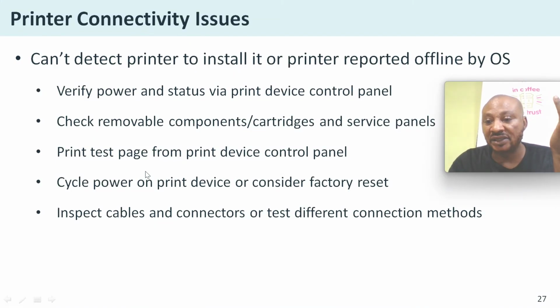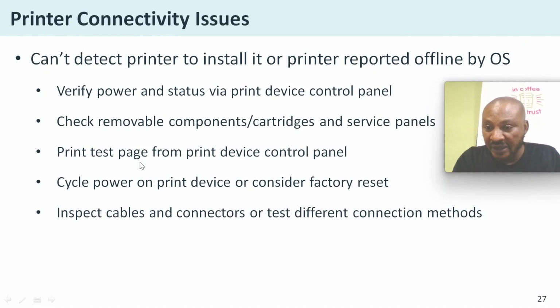Print the test page. Now, how do you print the test page? A test page means that you want to verify the printer is working, right? With a test page, you want to know if this printer is actually connecting. You might see the printer connected at times and it's not printing. So one way to know that the printer is actually working is to print the test page. You can open a document and go to print, but the best way to do that is not to open a document. Go to control panel, right?